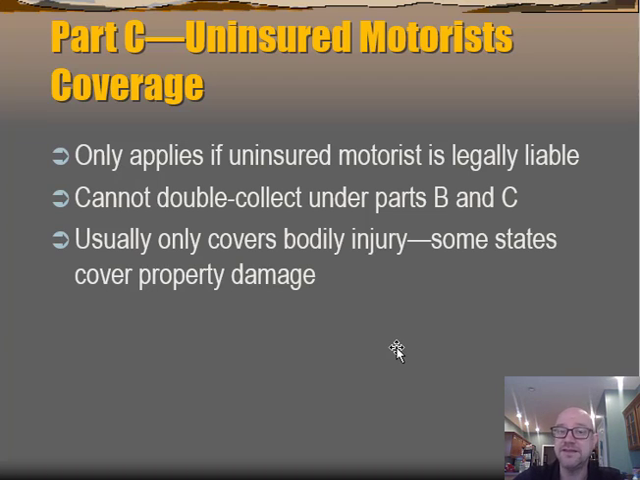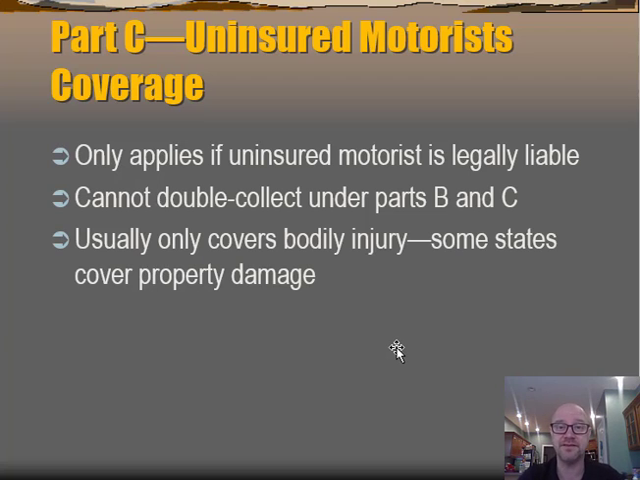Most of the time in most states, it's only going to pay for bodily injury. And that can be really frustrating. Somebody runs into me and wrecks my car. It's their fault. They caused the accident. I want them to fix my car. They don't have any insurance. Well, okay, I got an uninsured motorist. Uninsured motorist only pays for bodily injury.